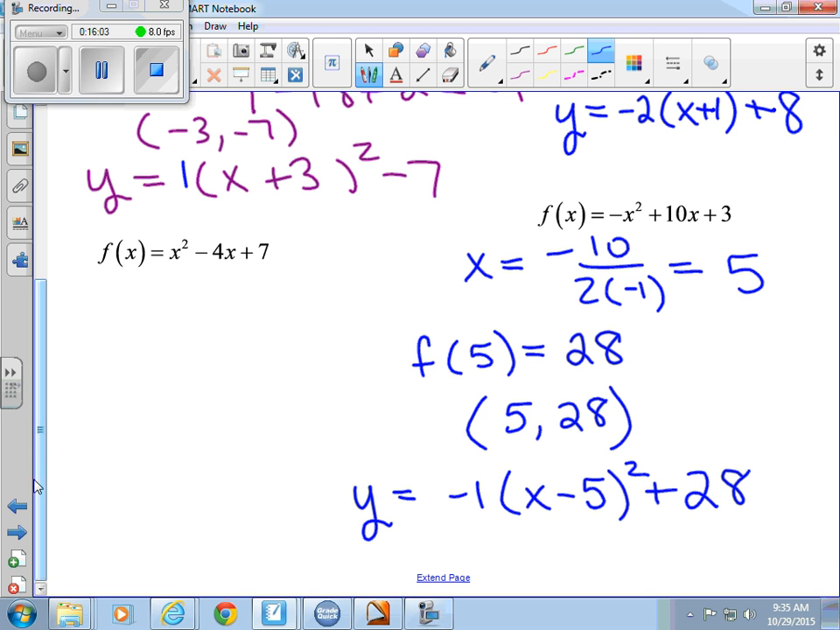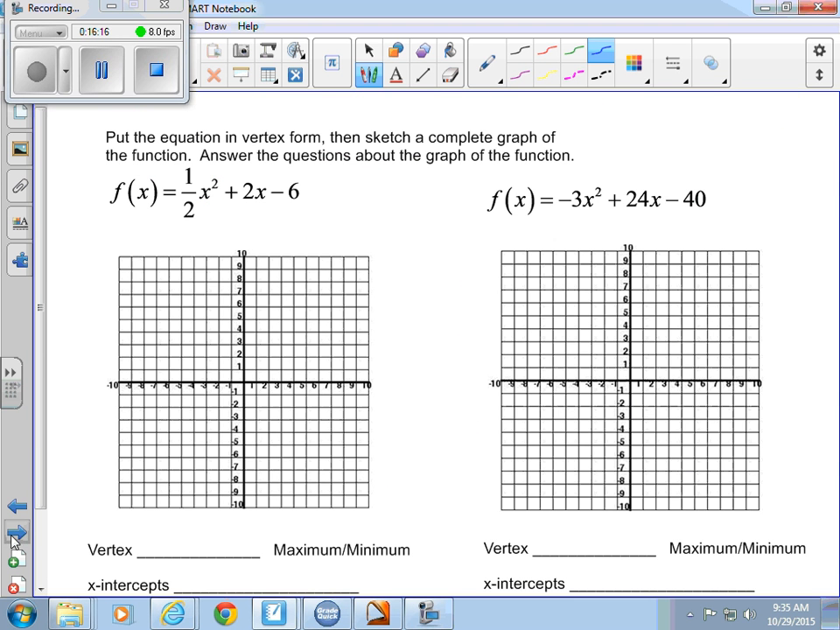Any questions on finding vertex in standard form and converting that to vertex form? Put the equation in vertex form, then sketch a complete graph of the function. I do want you to try to do these by hand, but by all means check them in your calculators. So to put this in vertex form, what do I first need to find? The vertex. So I'm going to find the vertex.